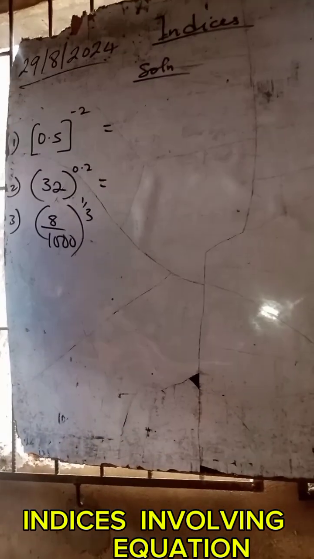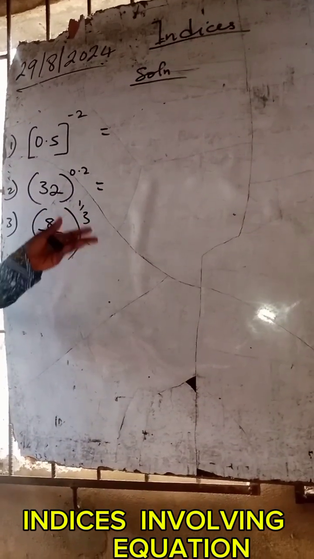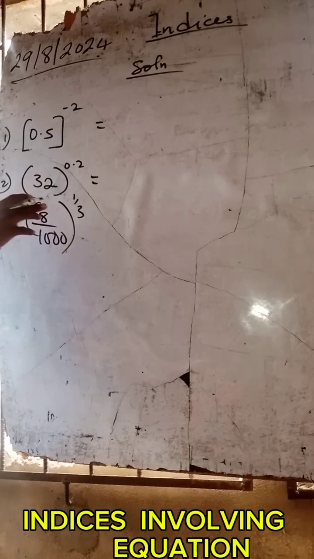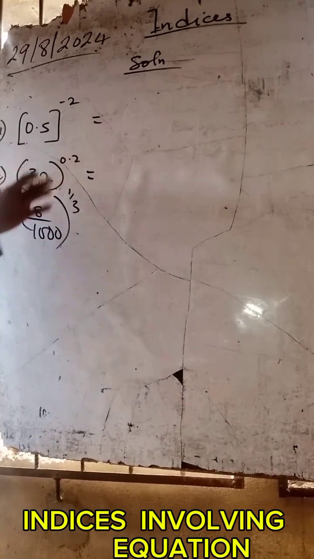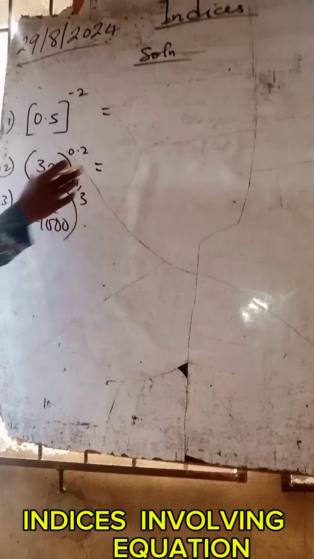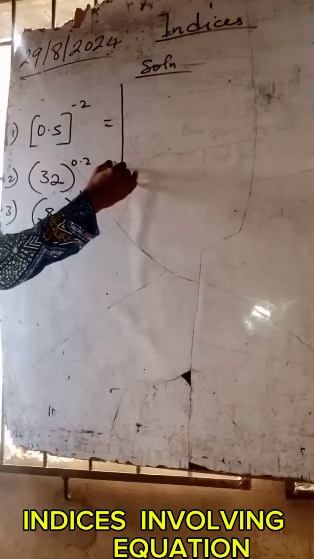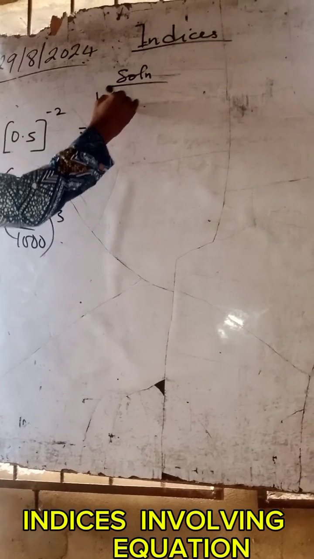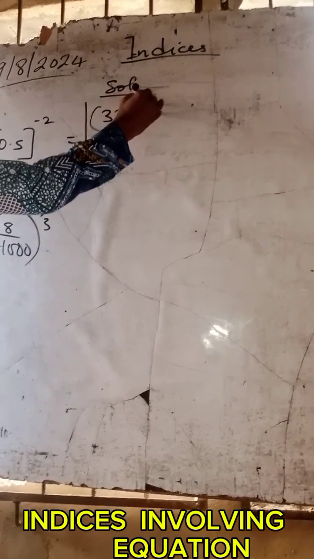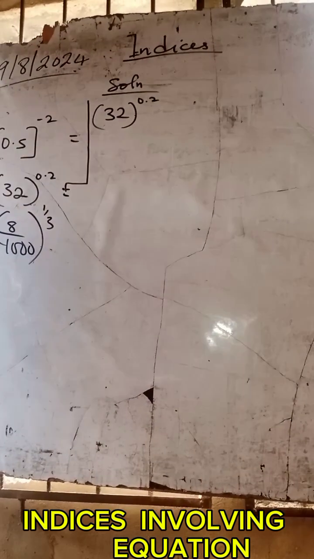Okay. Now, we want to look at example 2. Quickly, if you look at example 2, we have been able to do work on 1. We'll look at example 2, which is 32 raised to the power of 0.2, still on indices. How do you evaluate this?